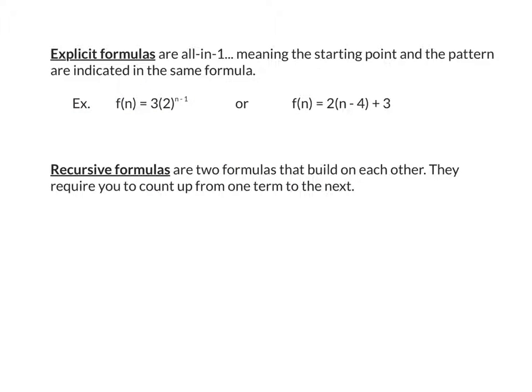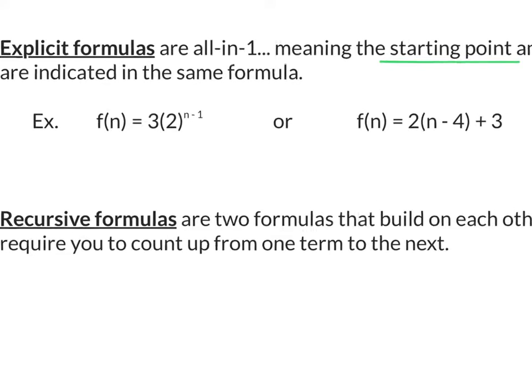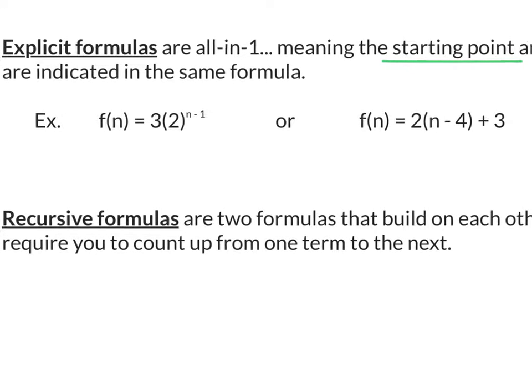All right, so explicit formulas are all in one. When you're explicit with someone, it means you're very direct, you're very specific and to the point. So explicit is all in one. It means that the starting point and the pattern are both going to be in the same formula. So we have these two examples. One of these is arithmetic and the other one is geometric.